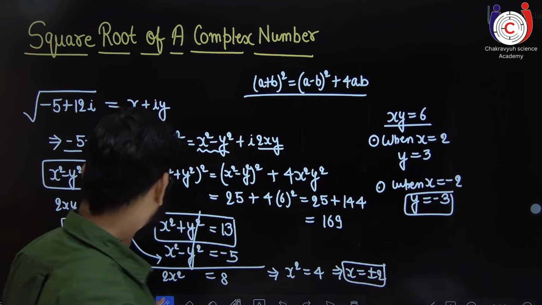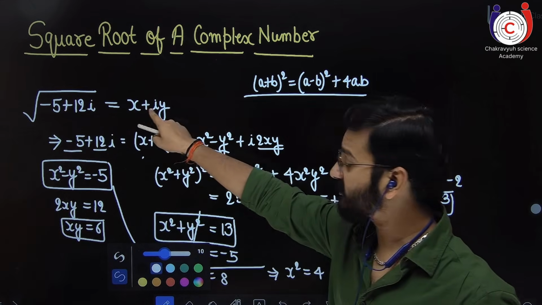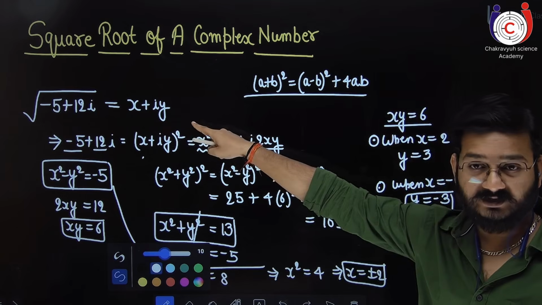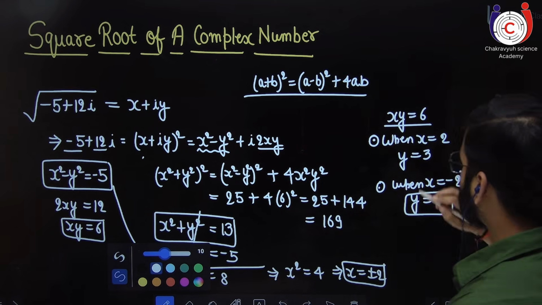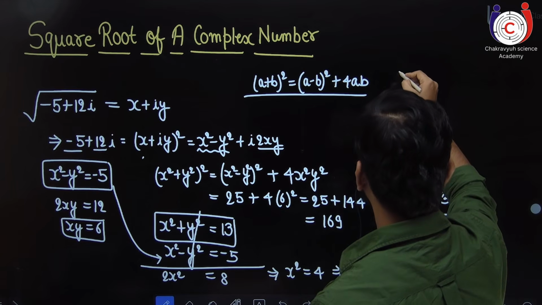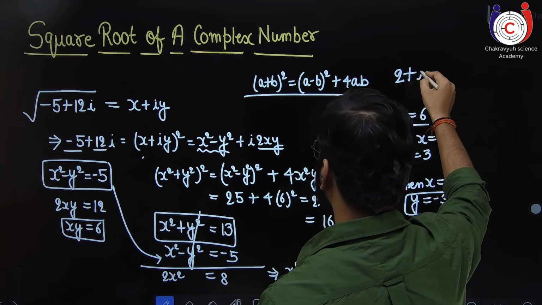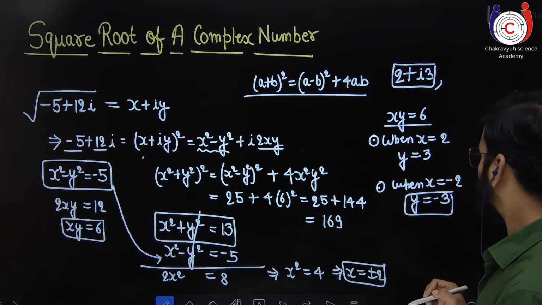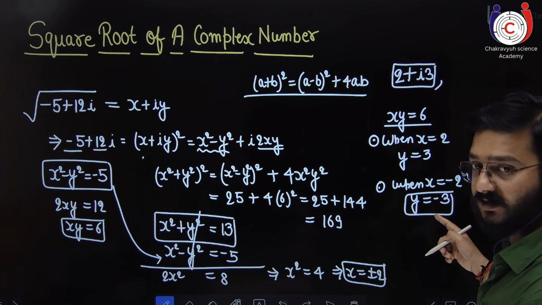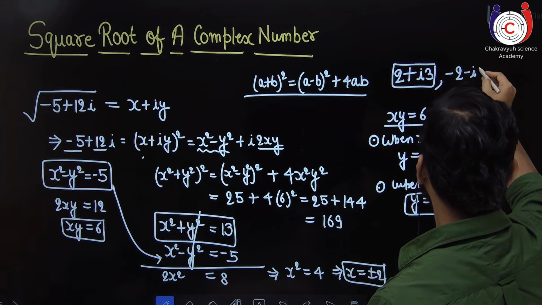So now let us solve the last step. If you see, what was the square root? The square root was x plus iota y. Substitute the values of x and y. So the first answer: when x is 2, what is y? 3. So it will be 2 plus iota 3. That is the first answer. Next answer: when x is minus 2, what is y? Minus 3. So it will be minus 2 minus iota 3.